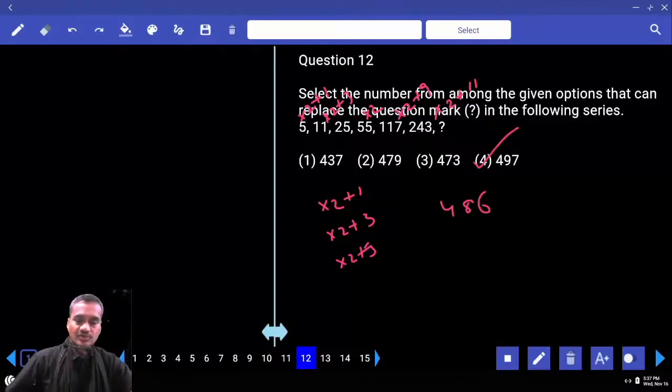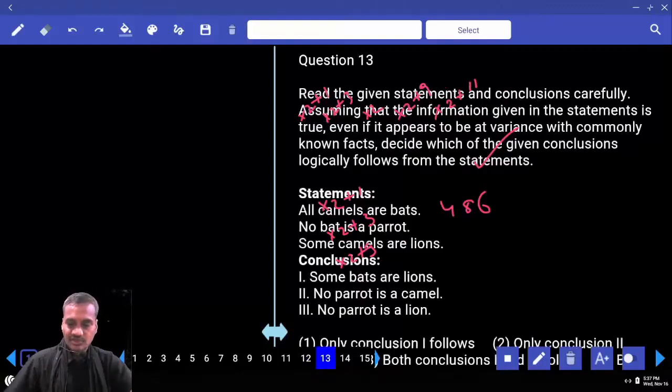Clear? Into 2 is common. 1, 3, 5, 7, 9, 11 are added. Odd numbers are added, 12th one.